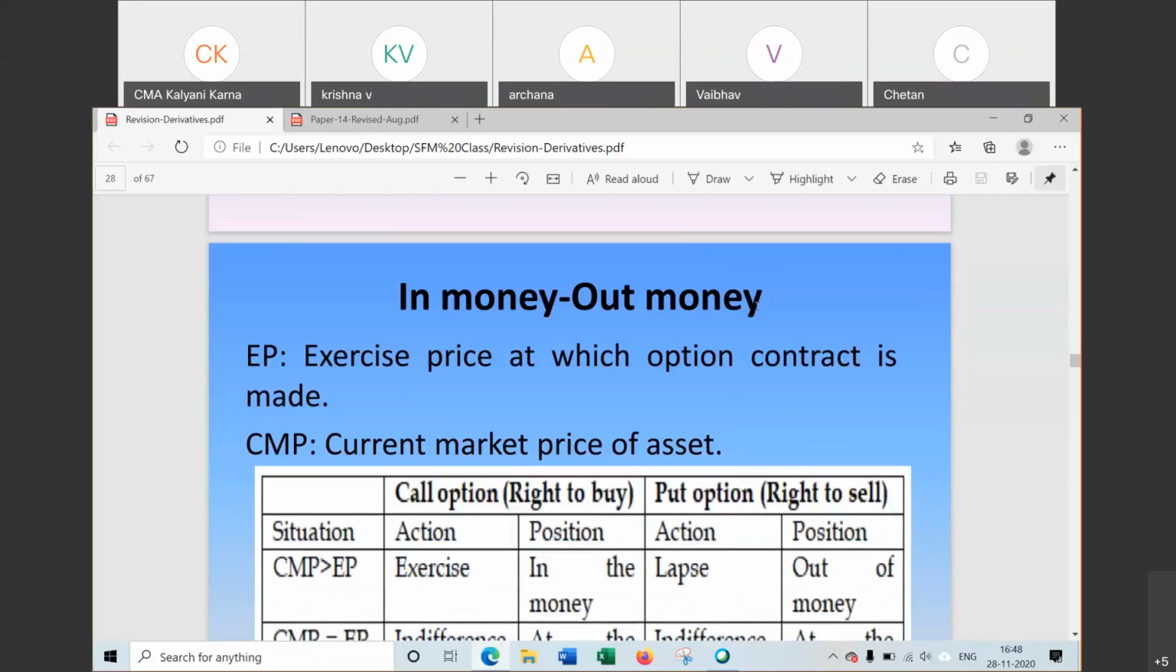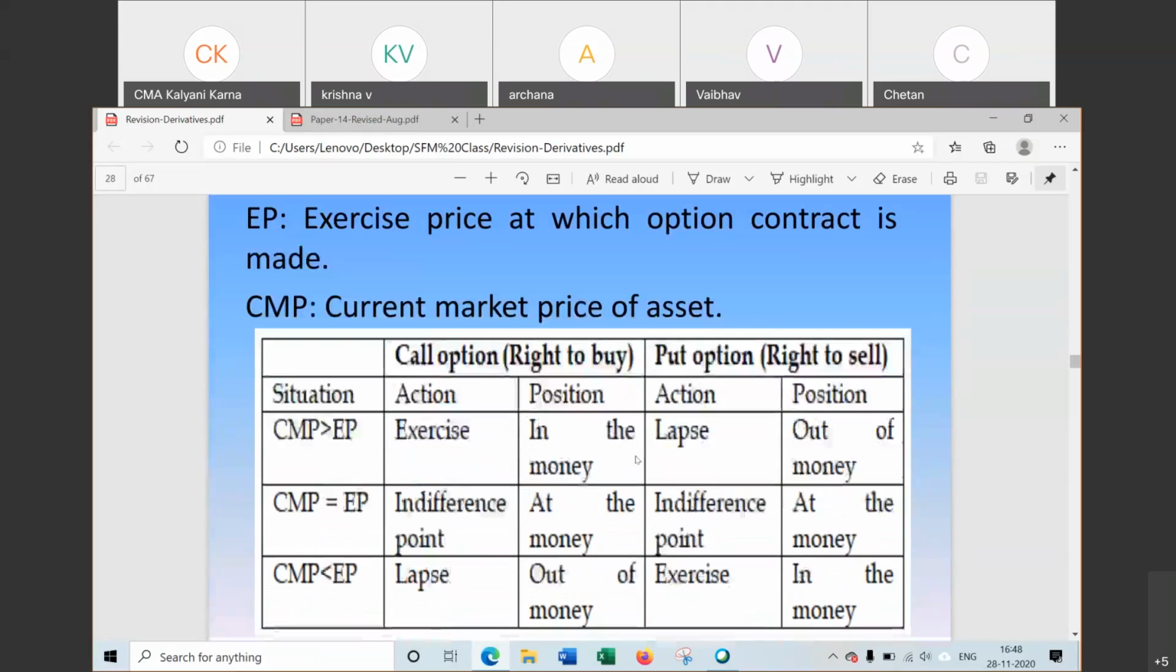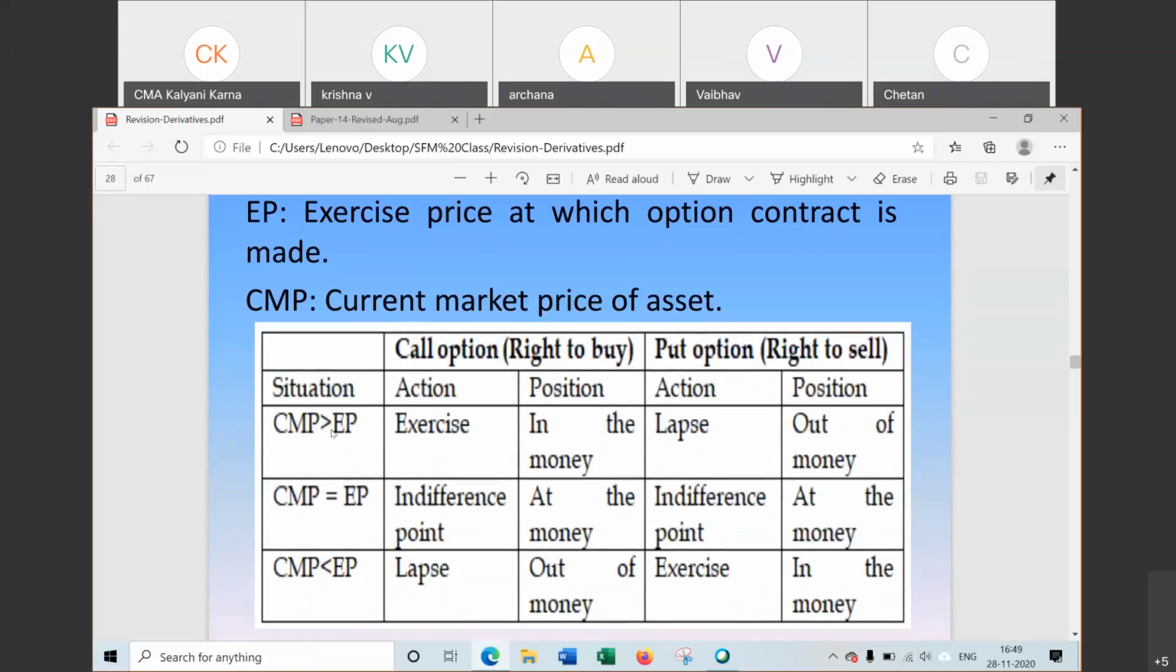Now in the money and out of the money. A lot of short questions are based on in the money, computation of in the money and out of the money situations. Based on this, when CMP is greater than EP, that is, current market price is greater than EP, exercise price, what will be the action taken by the call option buyer?